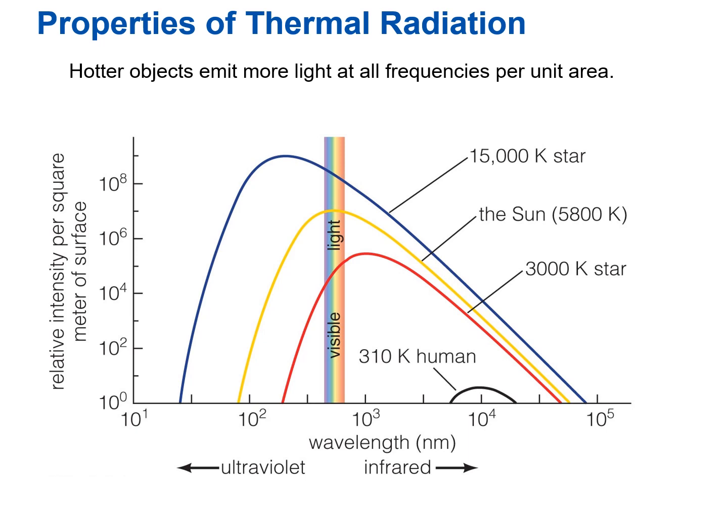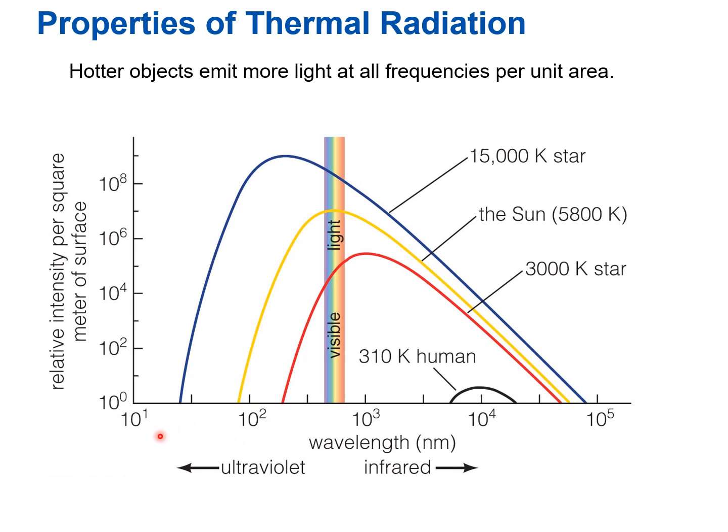Let's look at a graph. We call it a thermal radiation curve or a thermal emission curve for various objects. Let's look first at the different axes, what it's telling us. So the horizontal axis is wavelength in nanometers.